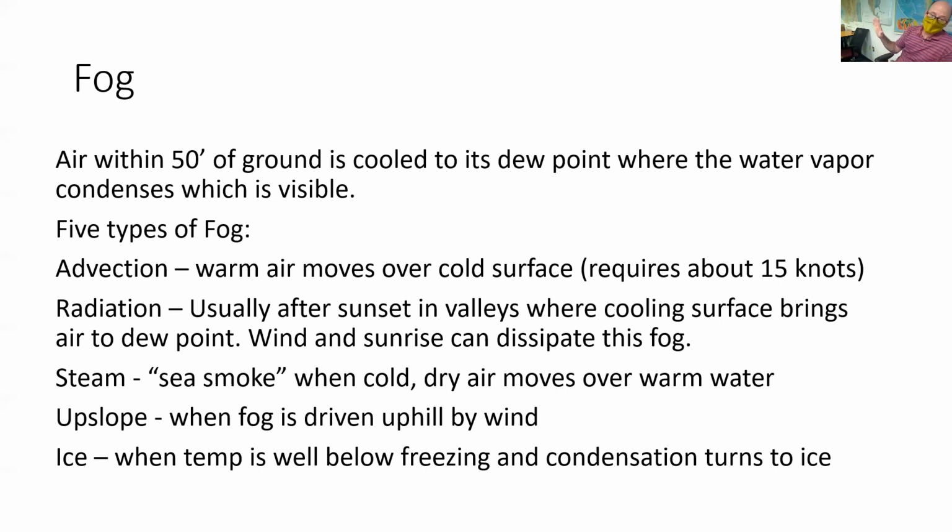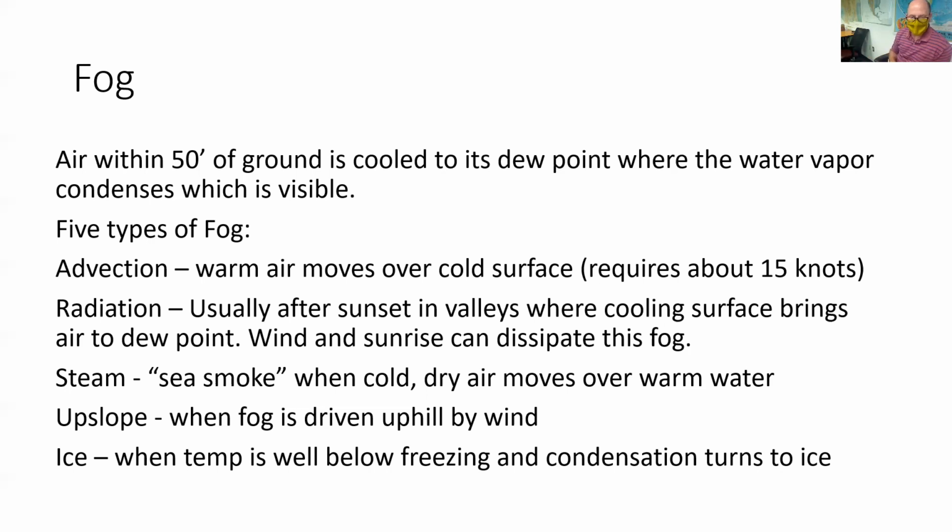There are 5 types of fog. Advection is where warm air moves over a cold surface, and that requires about 15 knots. Any faster than that, it blows over it and it doesn't have time to form. Any slower than that, and it doesn't cover it.